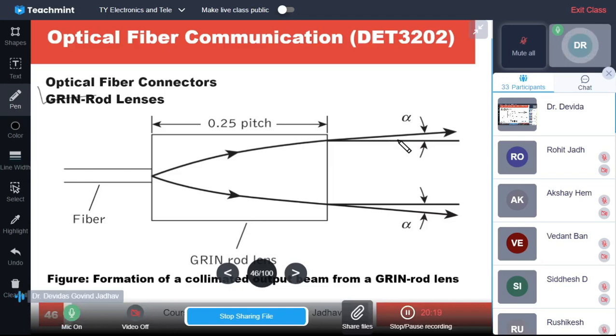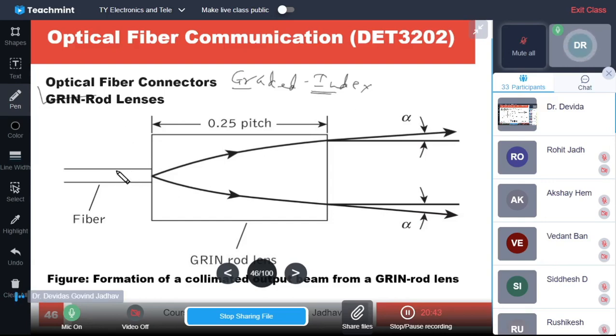What do you mean by GRIN rod lenses? GRIN means graded index. So GR and IN, graded index rod lenses.